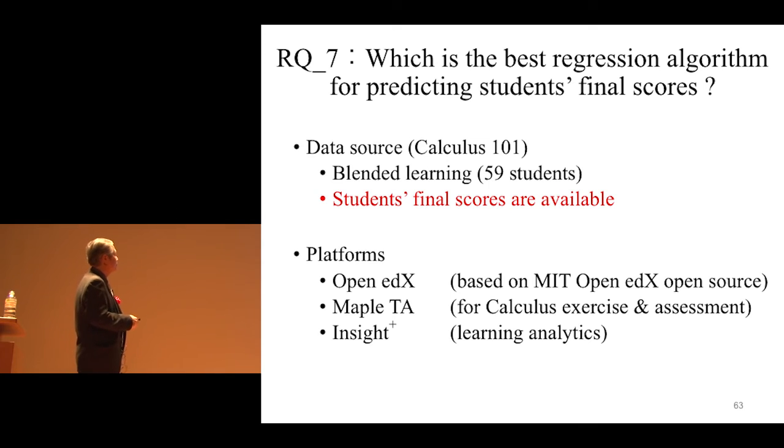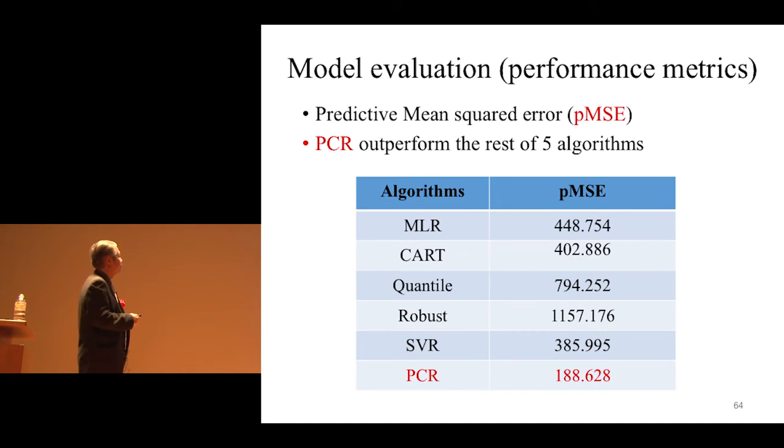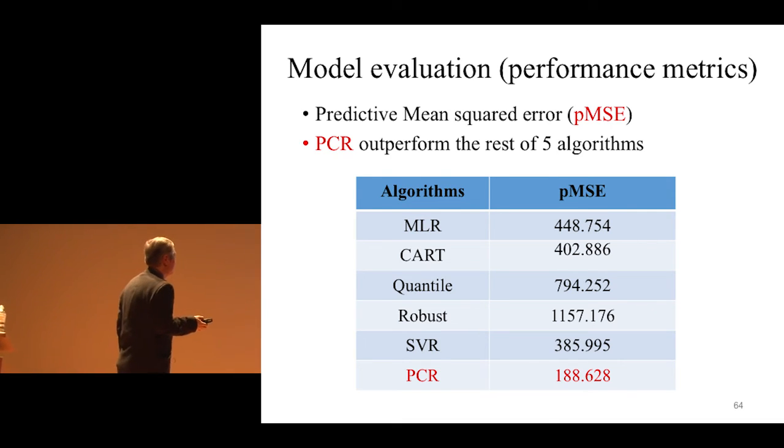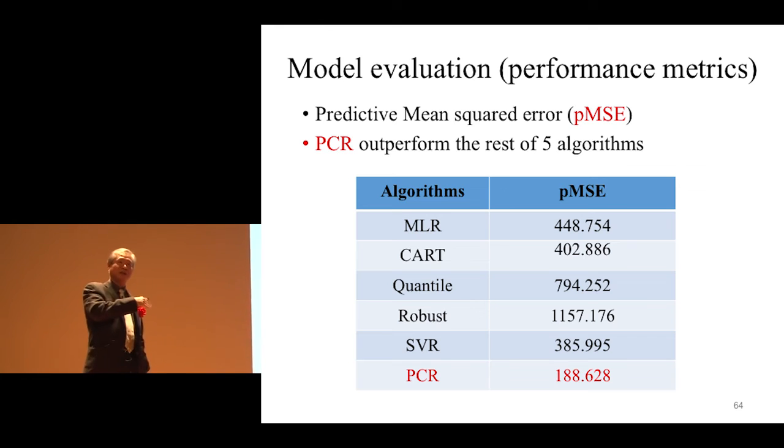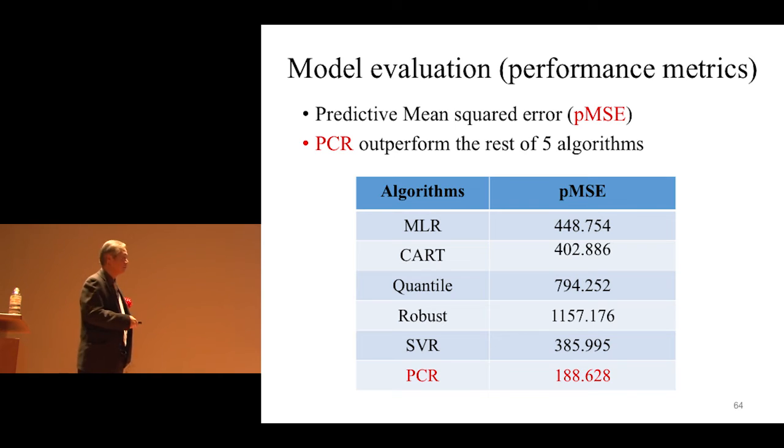We still use Calculus 101. For regression, most of the time we use PMSE, predictive mean square error. You can also use other metrics, but in this study we only use this one. Comparing the 6 algorithms, PCR performs the best. PCR means MLR plus PCA.